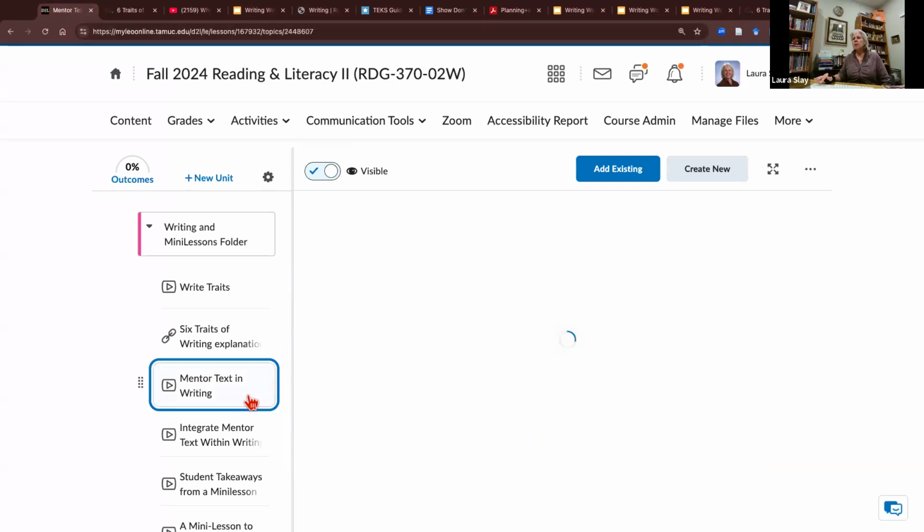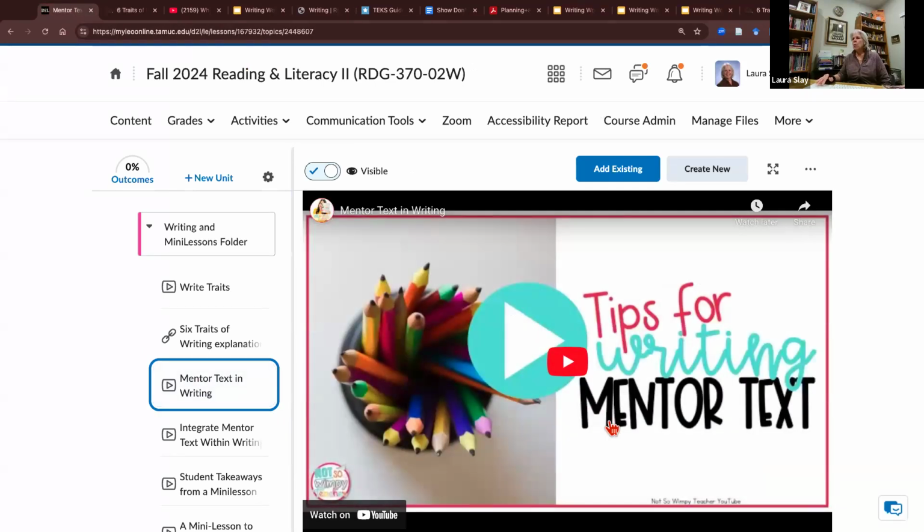I want you to pay attention to understanding what it means to use a mentor text. You cannot, I repeat, you cannot teach writing without a mentor text. I think we covered this in reading 350, but I want to reiterate that here, and I expect to see a writing text, a mentor text, as a part of the mini lesson that you are about to develop. So here are some tips for writing using mentor text.